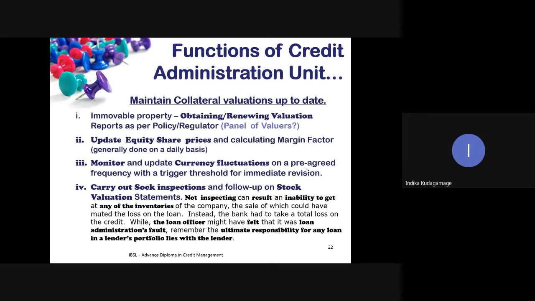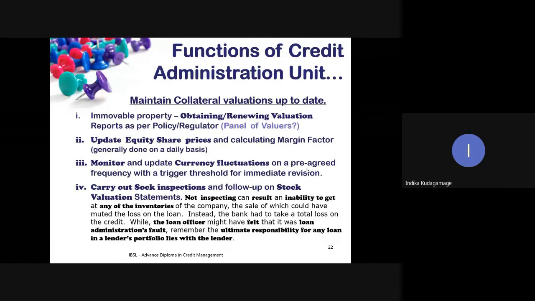So in order to do that, we need to know what is due for valuations. So those functions CAU has to do. Then update equity share prices, margin factor, that is a part of Treasury Mid Office.